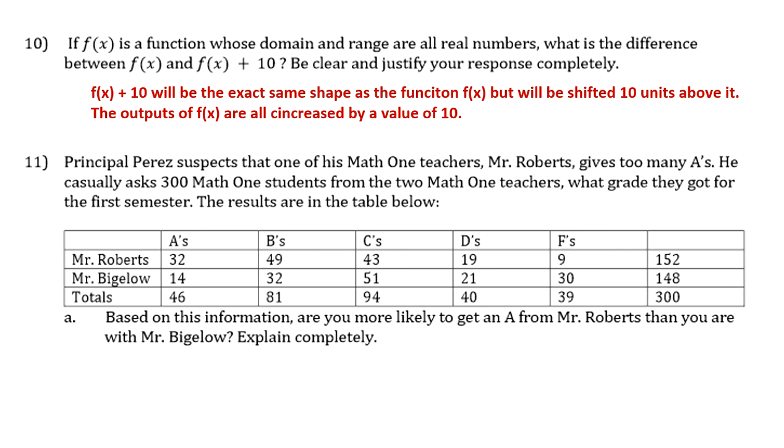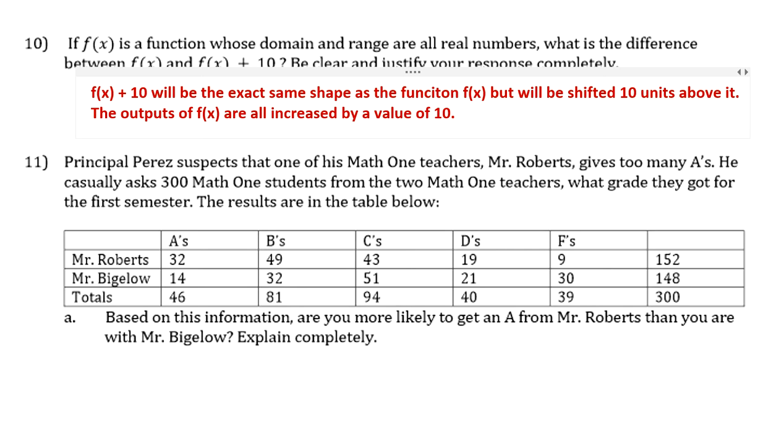Shifted 10 units up, just the idea that it's moved vertically 10 units above where it was. The outputs of f of x are all increased by a value of 10. So for example, if you had an output value that was 5, when you subject that to the function f of x plus 10, the output would be 15. So that's pretty much what's going on there.